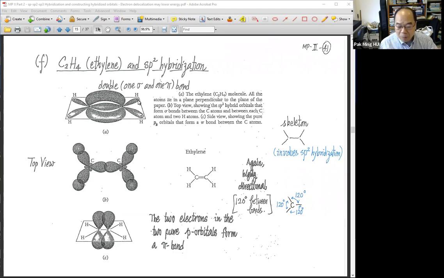So today we will continue our discussion after 11 days. We will do sp3 hybridization and sp2 hybridization. And then we will give some examples of real materials where these hybridized orbitals work in determining the properties.